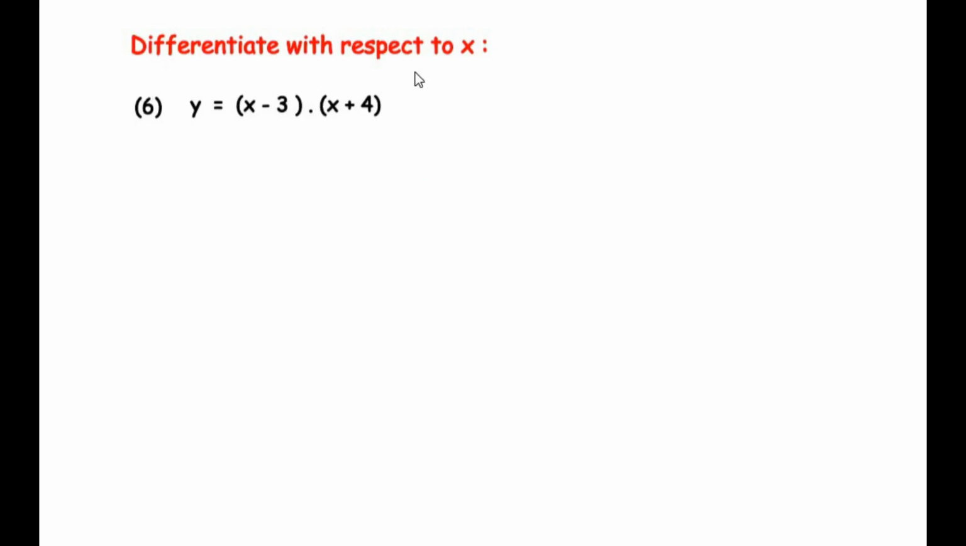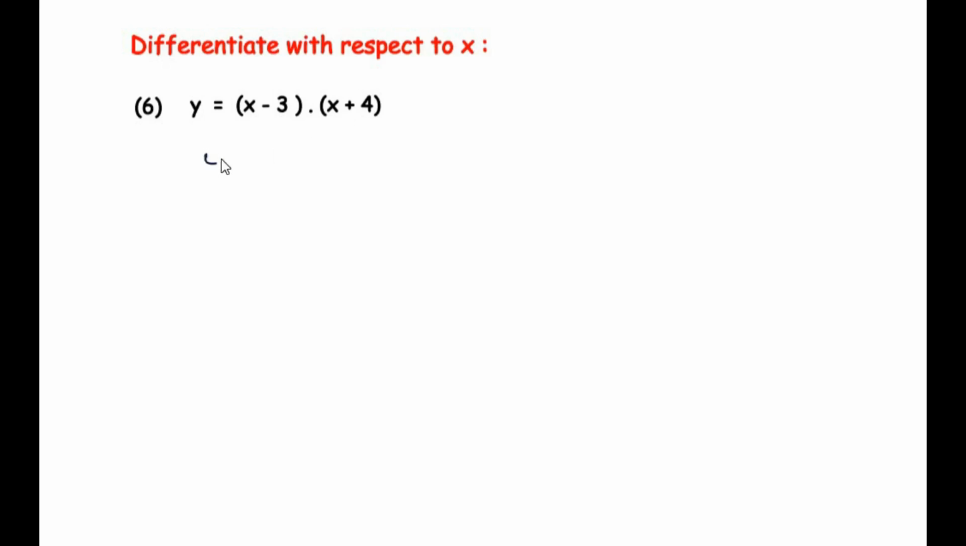Differentiate with respect to x. y is equal to x minus 3 times x plus 4. Now there are two methods to differentiate this. One is the expansion of the bracket and then using the basic rules of differentiation like the power rule, or by using the product rule, that is the UV formula. So here I'm going to use the first method, that is expansion of the brackets.